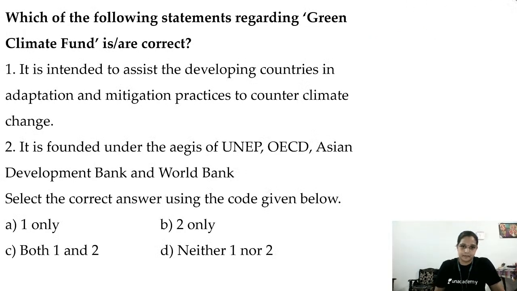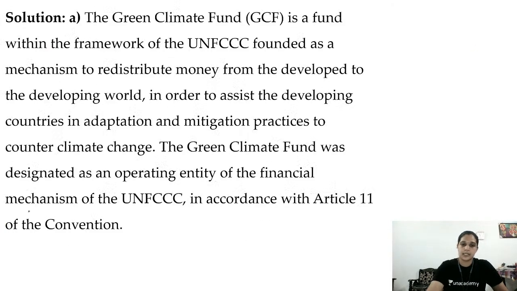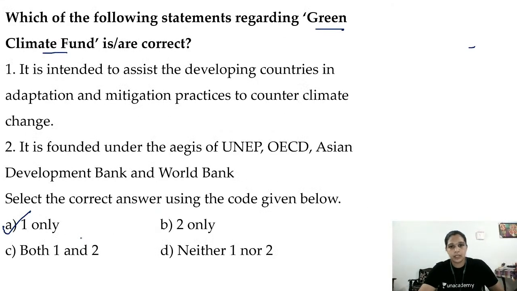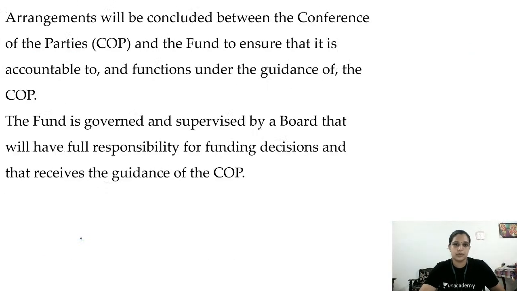Green Climate Fund. Green Climate Fund is correct. It is intended to assist developing countries in adaptation and mitigation practices to counter climate change. It is found under the aegis of UNEP, OECD, Asian Development Bank, and World Bank. The first statement is right, but for the second statement, the Green Climate Fund was designated as an operating entity of the financial mechanism of the UNFCCC in accordance with Article 11 of the Convention. So it's not like all these organizations come together. Okay, it's again current affairs, you should know.